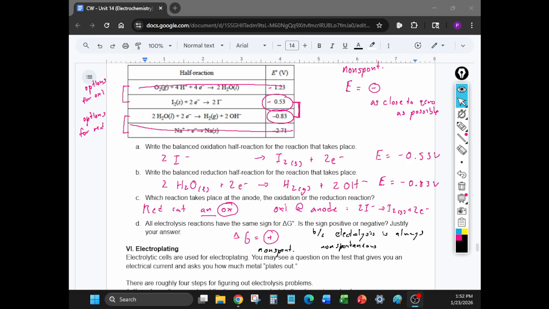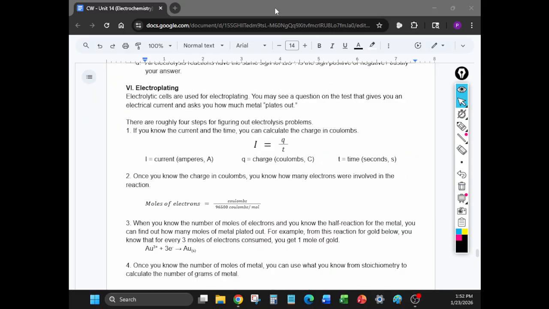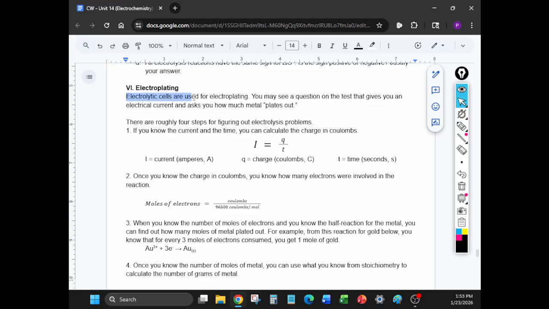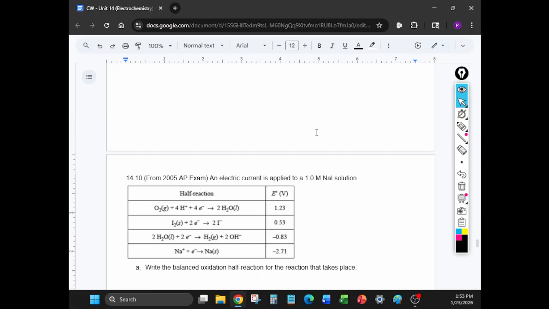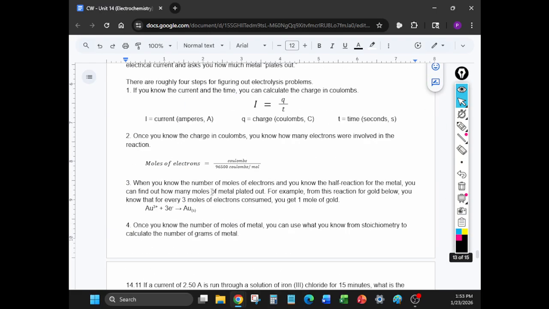All right, everyone. Now we are going into the last topic of AP Chem. Congratulations on making it all the way here. The last topic is something called electroplating. Electroplating happens in electrolytic cells that are used for electroplating, and basically it's where we have this right here, where you have your electrolyte in an electrolytic cell, and then a metal plates out or kind of solidifies.